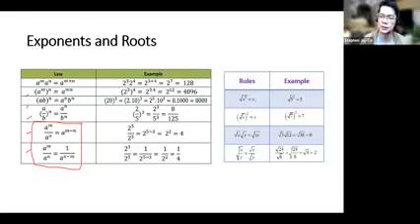For the square roots, we have here the different square roots. So, square root of x squared is equal to x. Square root of x raised to 2 is the same. And then square root of x times square root of y is square root of xy. And square root of x over y is the same as square root of x over square root of y.